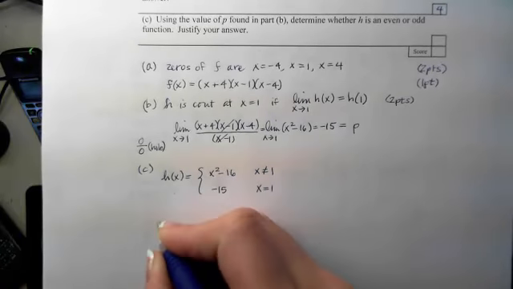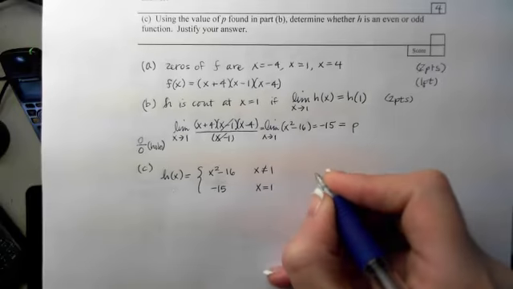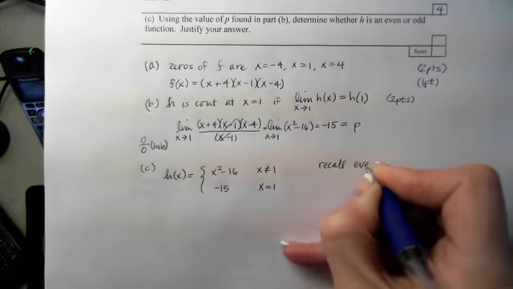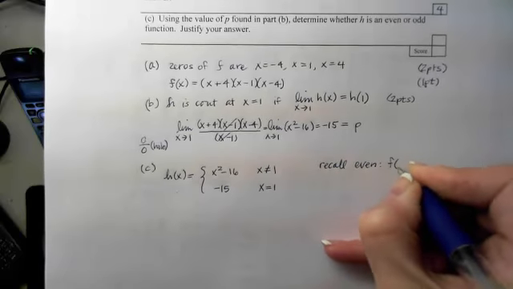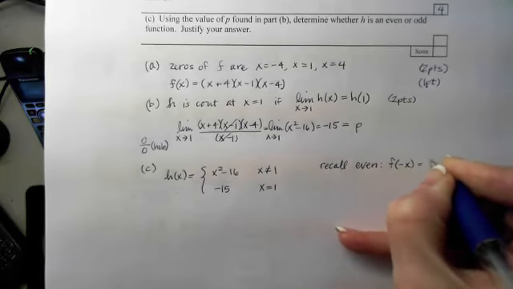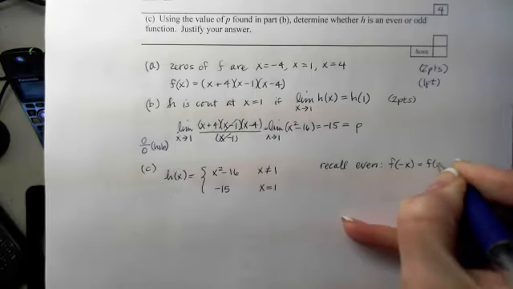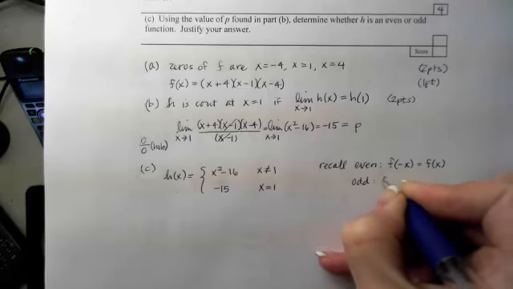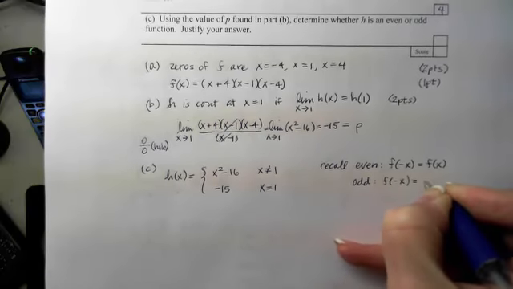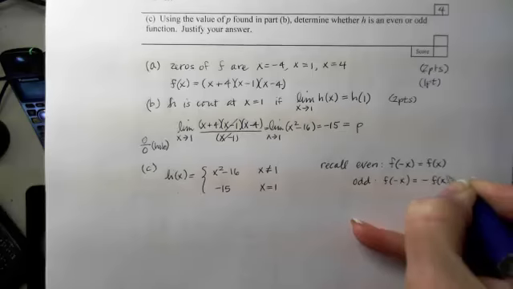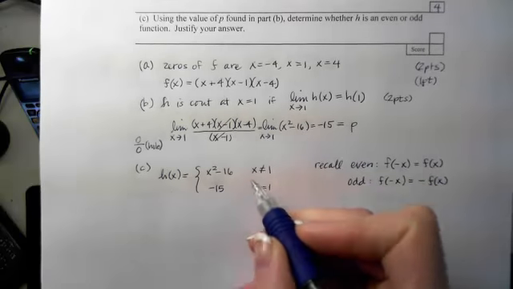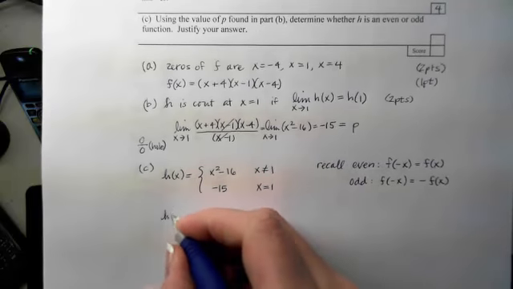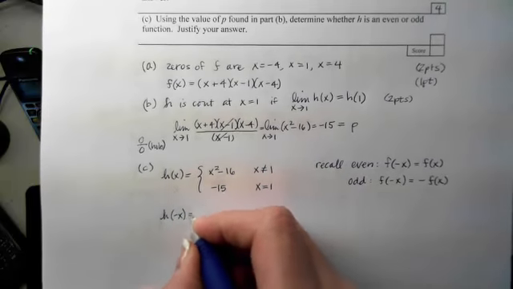So if I look now at determining whether or not we have an even or odd function, let's remind ourselves that an even function occurs when plugging in an opposite generates the exact same output as when I plug in the positive. Whereas with an odd function, when I plug in the opposite, I will get the opposite of the original output. So to test whether h is an even or an odd function, we want to plug in the opposite of x and see what happens.